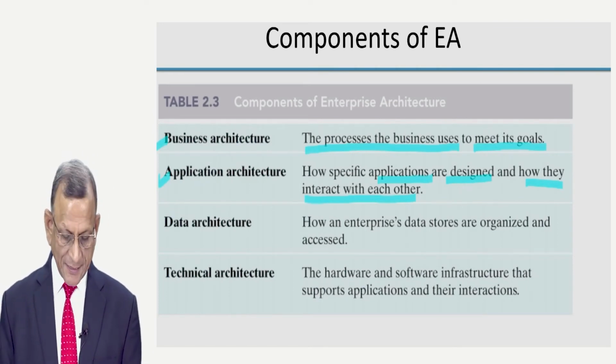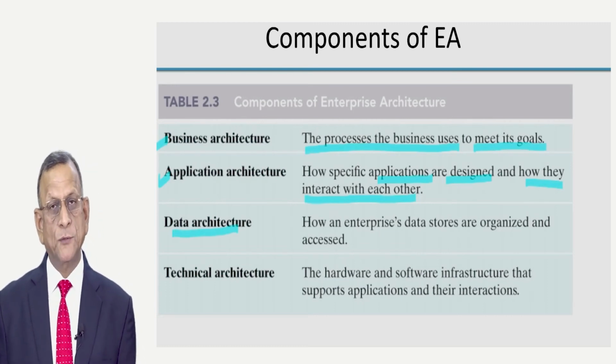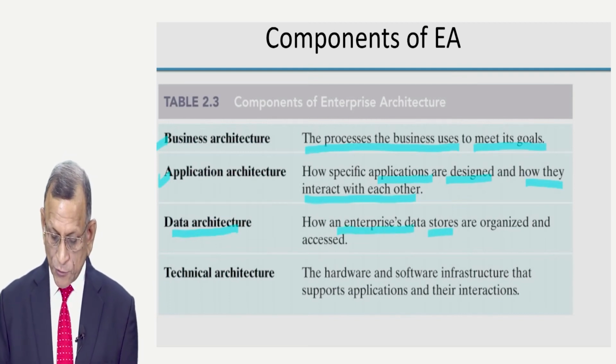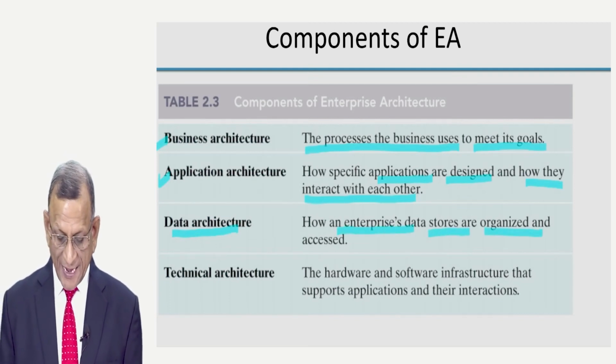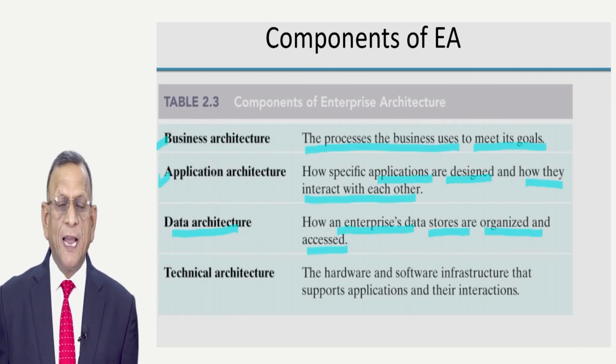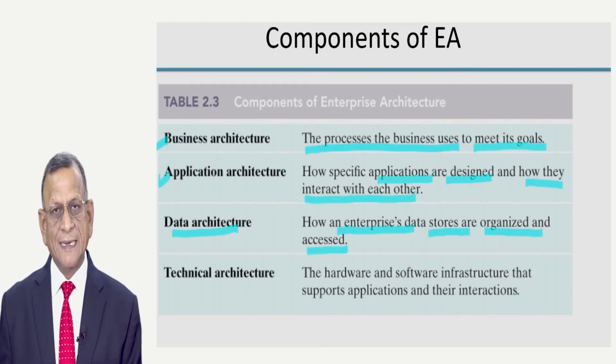The third one is data architecture. How this data is going to be stored. So, how an enterprise's data stores are organized and accessed, how the data is being kept and how the data is being retrieved is something known as data architecture.